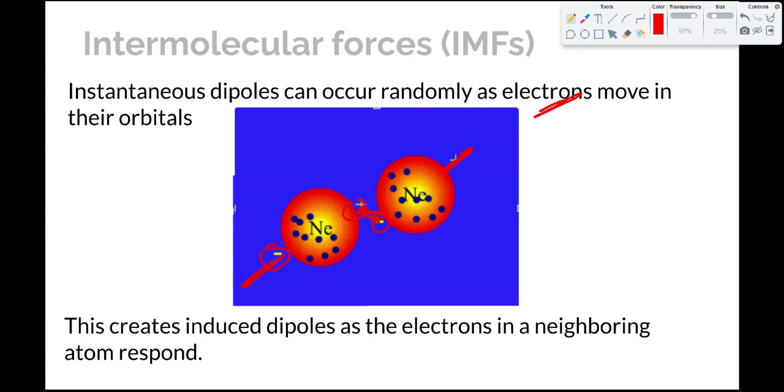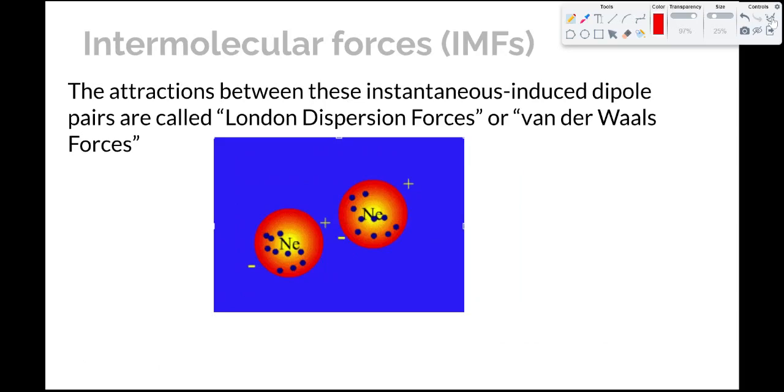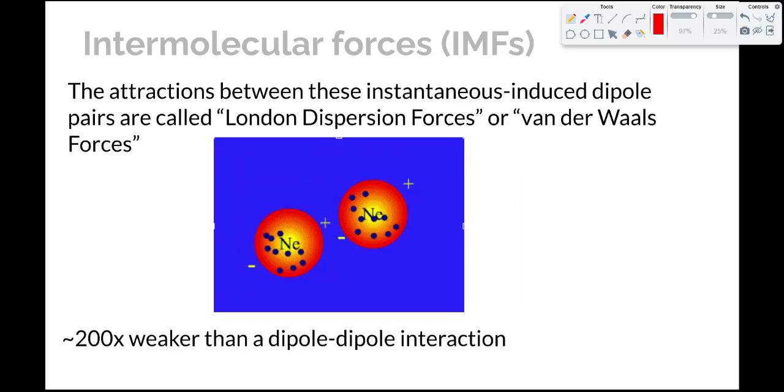Now they're instantaneous, so they're going to dissipate very quickly, but they do attract the particles to each other for a short period of time. These attractions are called London dispersion forces, or sometimes they're called van der Waals forces, named after two people who did studies in this area, or quite often, they're just called dispersion forces. They're quite weak. They're about 200 times weaker than a dipole-dipole interaction, and remember, a dipole interaction is about 200 times weaker than a covalent bond, so these are not very strong.